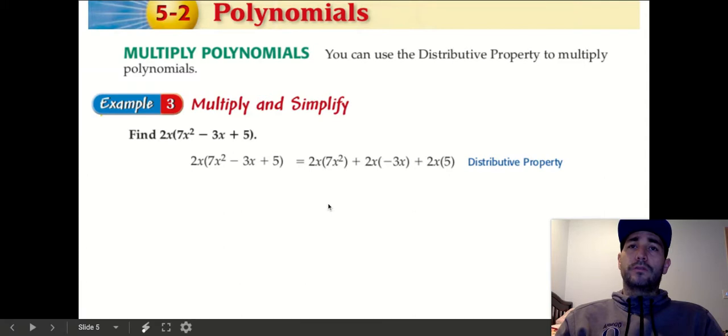When I multiply these out, 2x times 7x squared: 2 times 7 is 14, and x times x squared is x to the third. 2x times negative 3x: 2 times negative 3 is negative 6, and x times x is x squared. And then 2x times 5 is 10x.